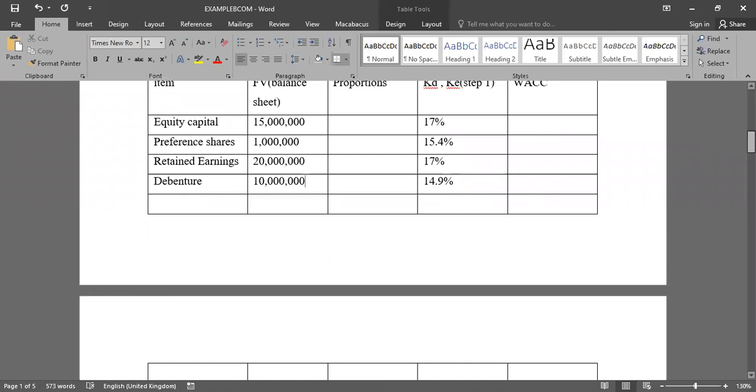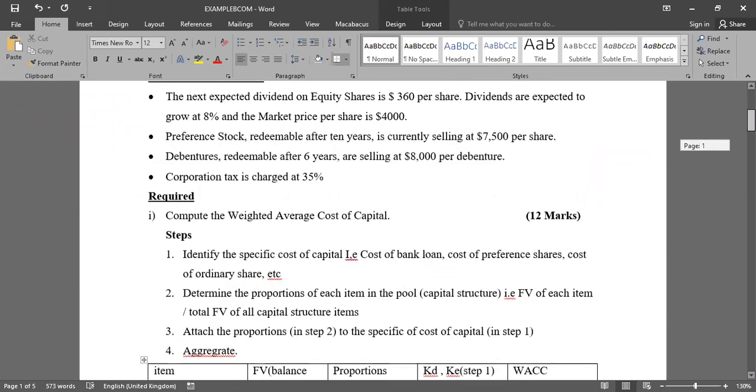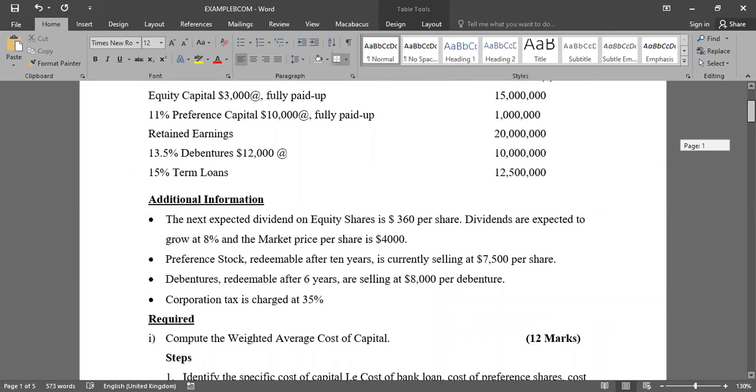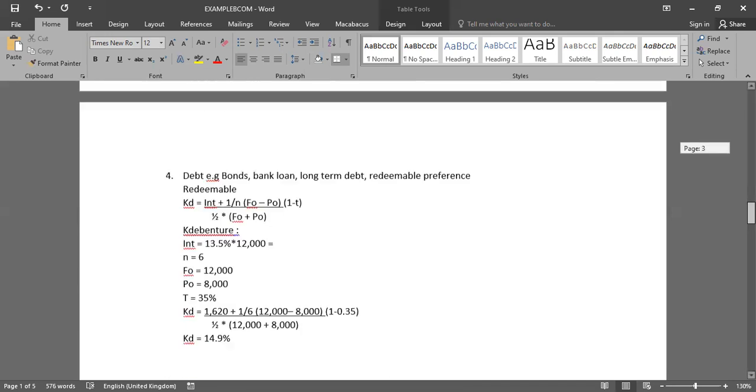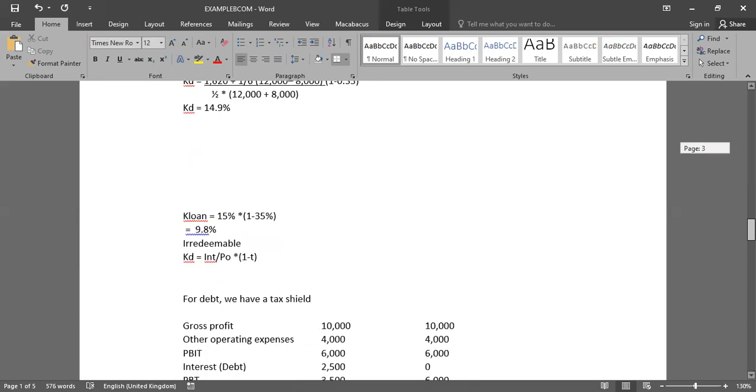Then the bank loan, or the term loan. The value is 12,000. The specific cost of the loan was computed and we said it was 9.8%.